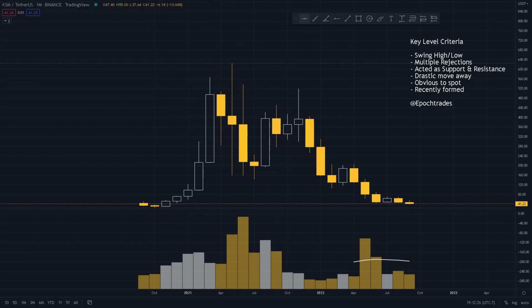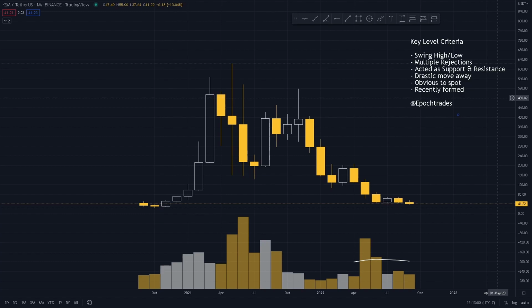Today we're going to be covering key levels on KSM. And as always, our key level criteria we look for: swing highs, swing lows, multiple rejections, acted as support and resistance, drastic moves away, obvious to spot, and recently formed. Now, one thing to keep in mind is you don't need all of these criteria to make it a key level. One or two is good enough, but the more criteria the level has, the stronger it will be.